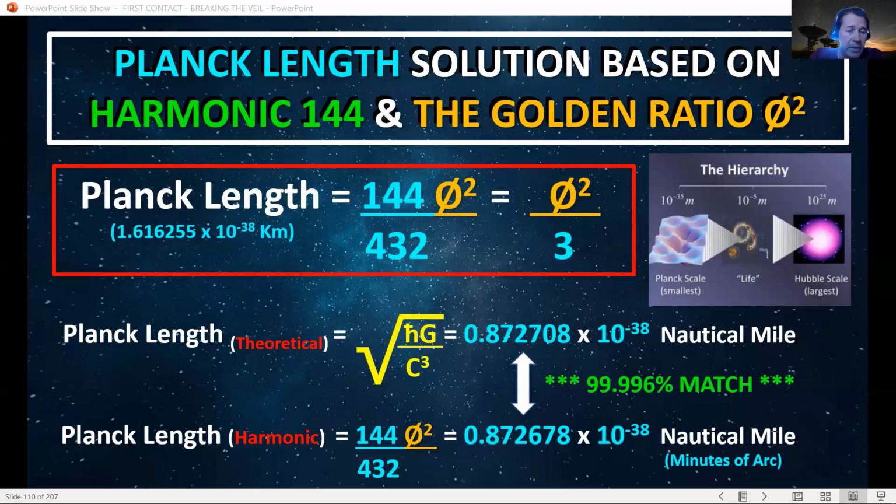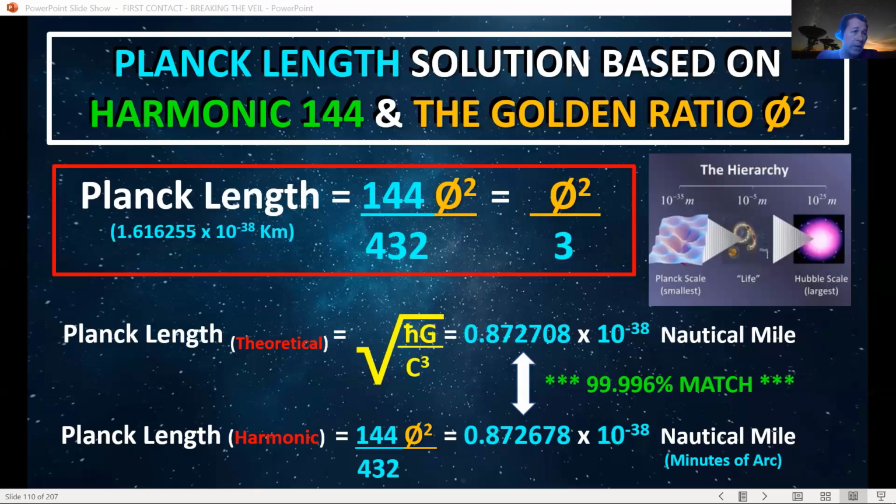So here it is. We see on the screen here the title, Planck Length Solution Based on Harmonic 144 and the Golden Ratio. This is a very significant development, because one of the links that will be very useful and powerful to have is linking the harmonic mathematics, especially the fundamental harmonic of light, 144, and 432, which is the third harmonic of 144, and the golden ratio. So linking these harmonics to the actual quantum world.